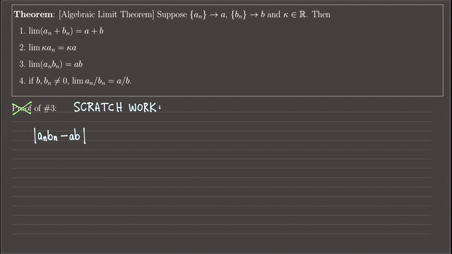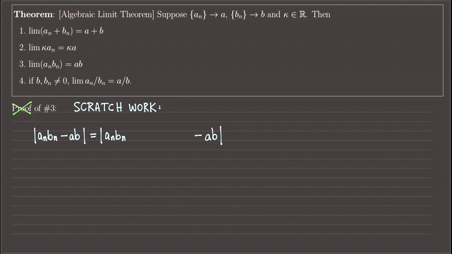It's not like kappa, which just factored out in front of everything. I can't just rearrange terms like we did in the proof of the first statement. So what we're going to do here is use what I call a fancy zero. We have a_n b_n minus ab. Between these two terms, I'm going to introduce something which cancels out, so that's why it's a fancy zero.